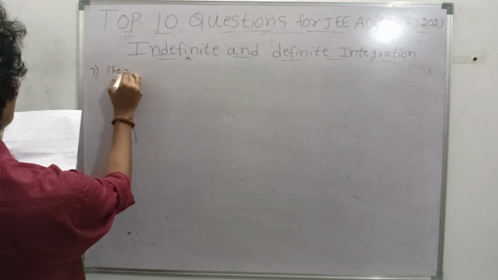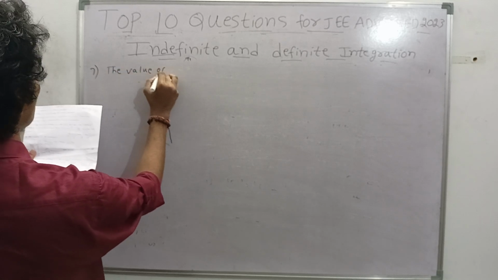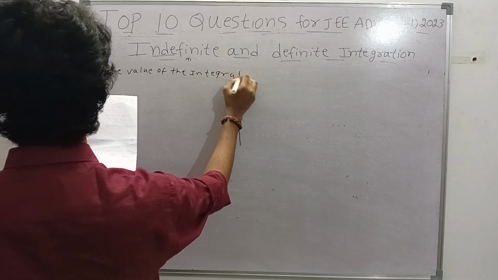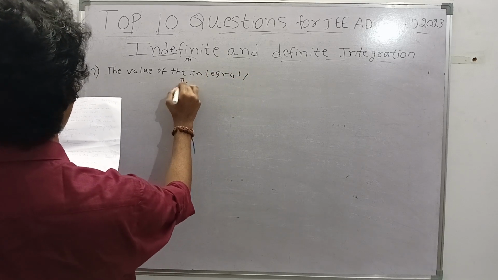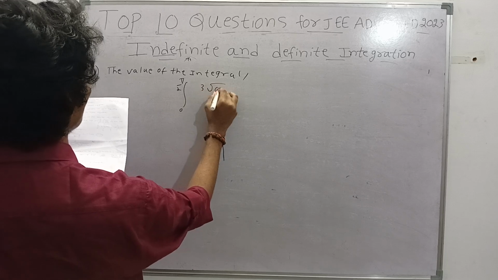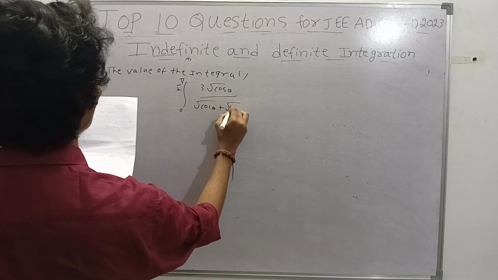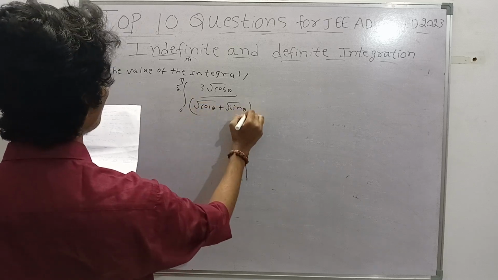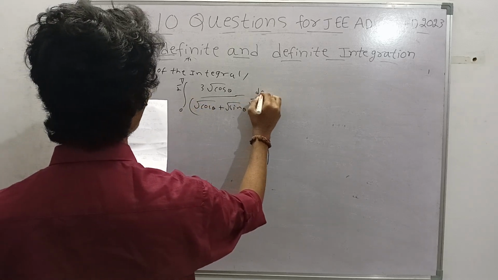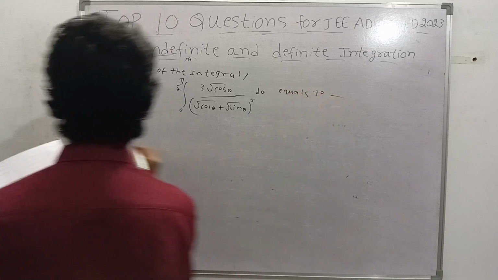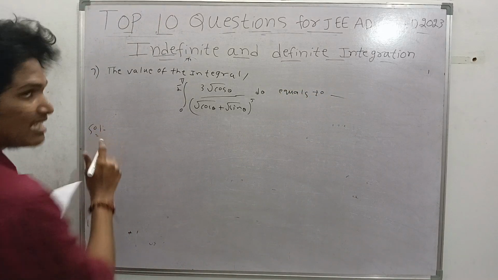Seventh question. The value of the integral from 0 to pi by 2 of cube root of cos theta divided by (root cos theta plus root sin theta) whole power 5 d theta equals to dash. This is a question, guys.